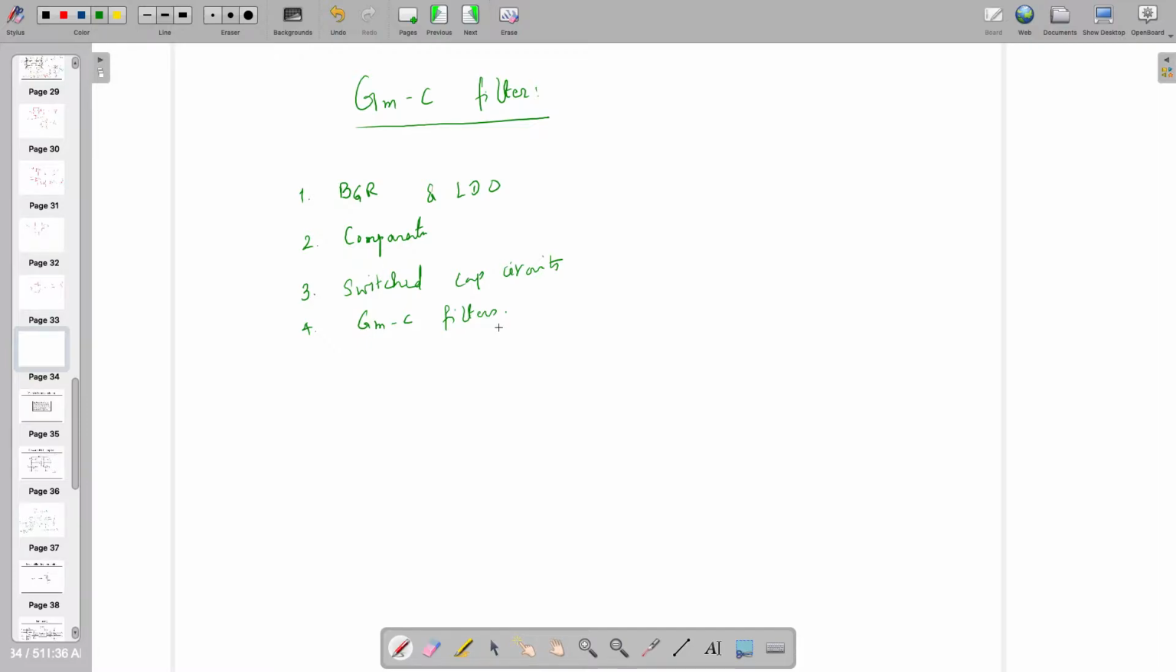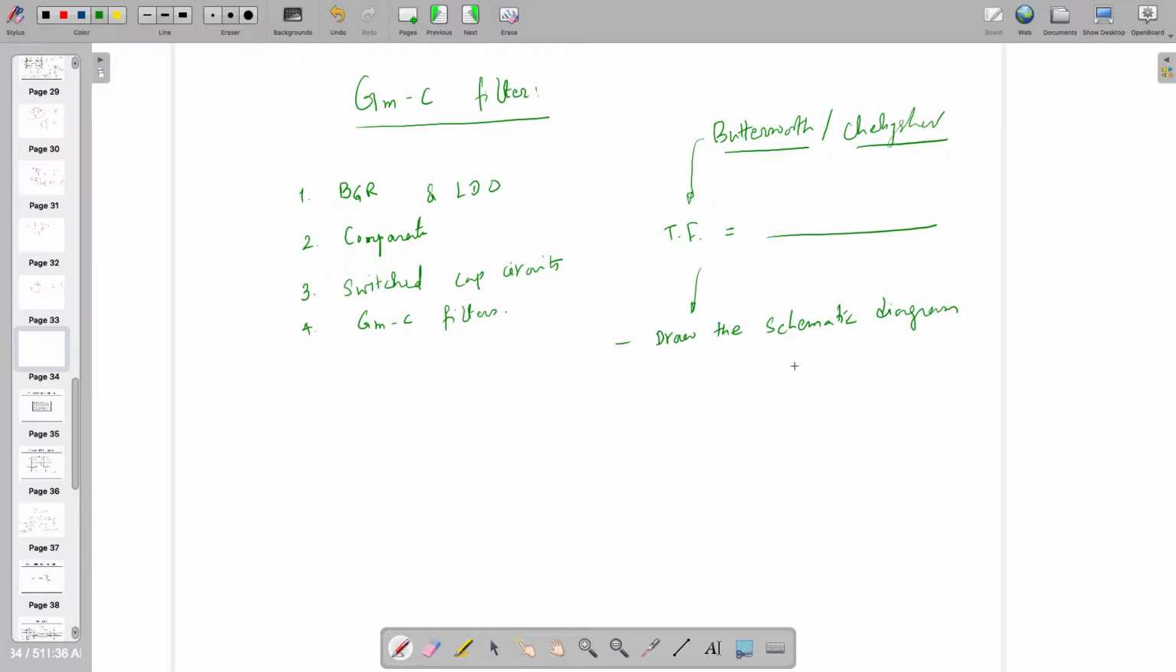So if you have some Butterworth or Chebyshev or any approximation based filter transfer function available to you, for a given transfer function you can draw the schematic diagram, right? And from this schematic diagram, wherever GM blocks are there, you can replace them with some OTA, which you have already studied, right? So these are the tasks you need to do.